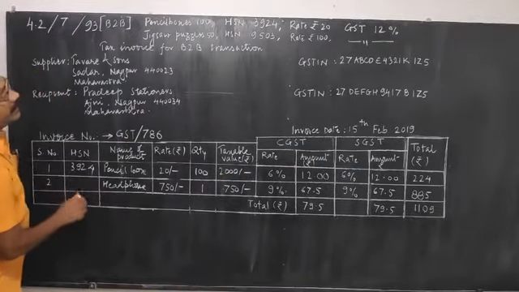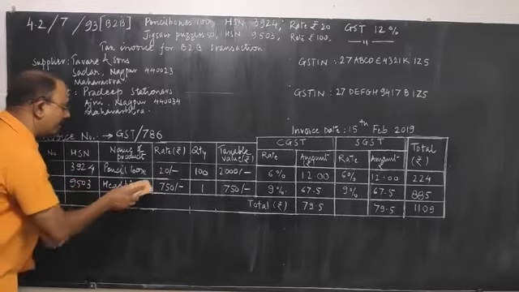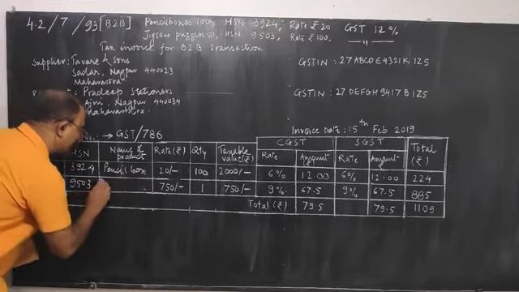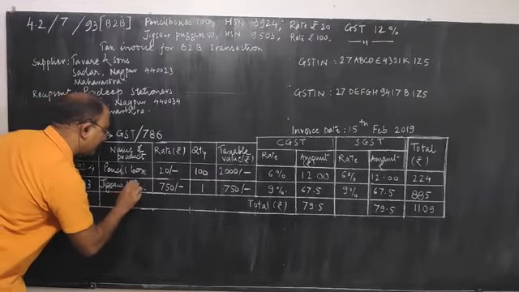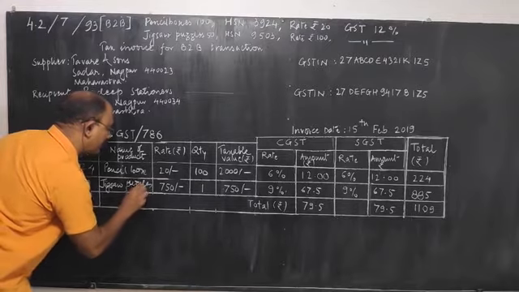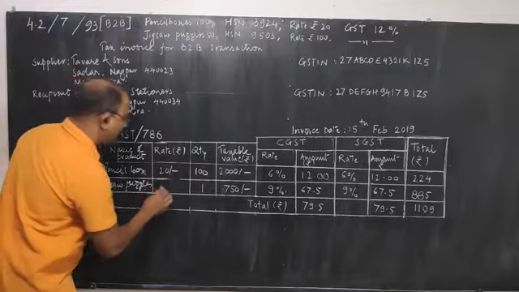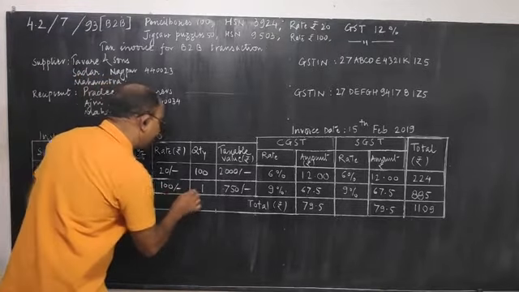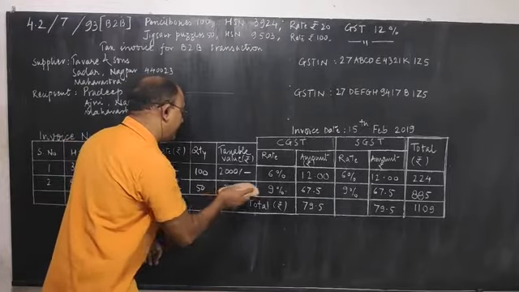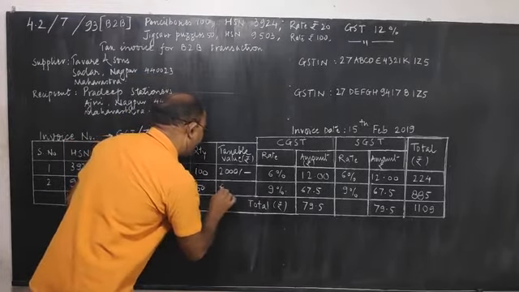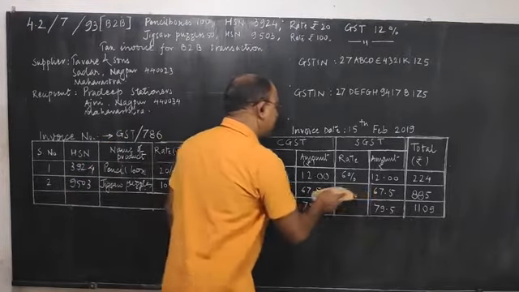Second, HSN is 9503. Here there are jigsaw puzzles, write jigsaw puzzles. Rate is given to you, rate is rupees 100, quantity sold is 50, so 50 into 100 will come out to be 5000 rupees. Now here onwards, certain things will change.